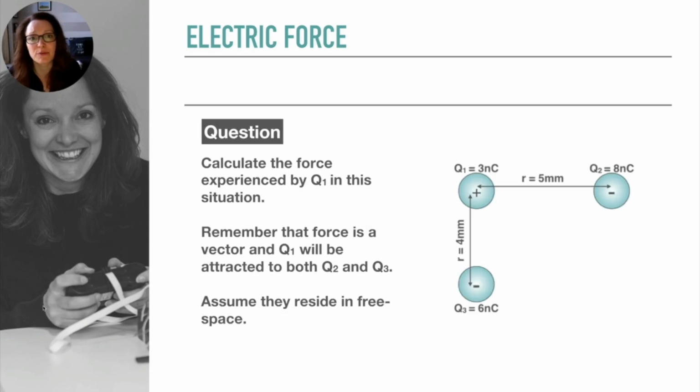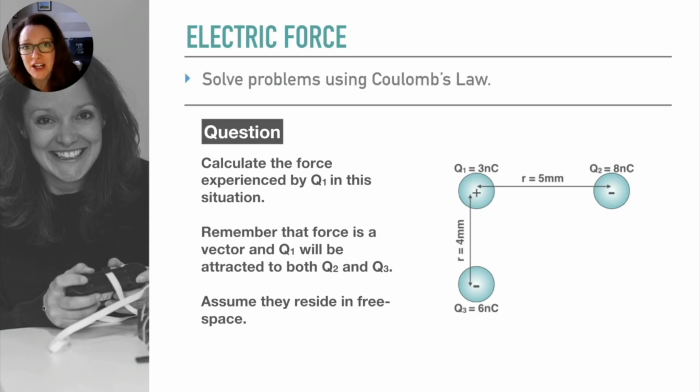This can get a little bit more complicated if we start to look at charges in 2 dimensions. You can see that Q1 is going to experience a force by Q2, and Q1 is also going to experience a force by Q3. So there are some vector additions we have to do there. So let's look at the question. It said, calculate the force experienced by Q1 in this situation. Remember that a force is a vector, and Q1 will be attracted to both Q2 and Q3. Will it be attracted? Yes, they're opposite charges, so yes, it will be attracted.